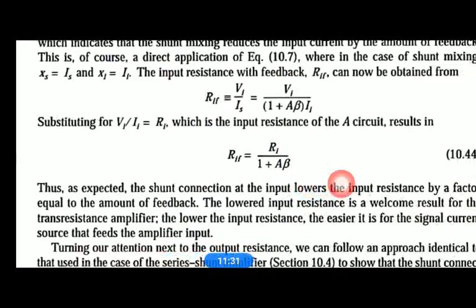So we can say that the shunt connection at the input side reduces the input resistance with feedback by an amount of 1 plus A beta. You see, RIF is a reduced form of RI by an amount of 1 plus A beta. So a shunt connection always reduces the resistance by a factor of 1 plus A beta, and a series connection increases the resistance by a factor of 1 plus A beta.